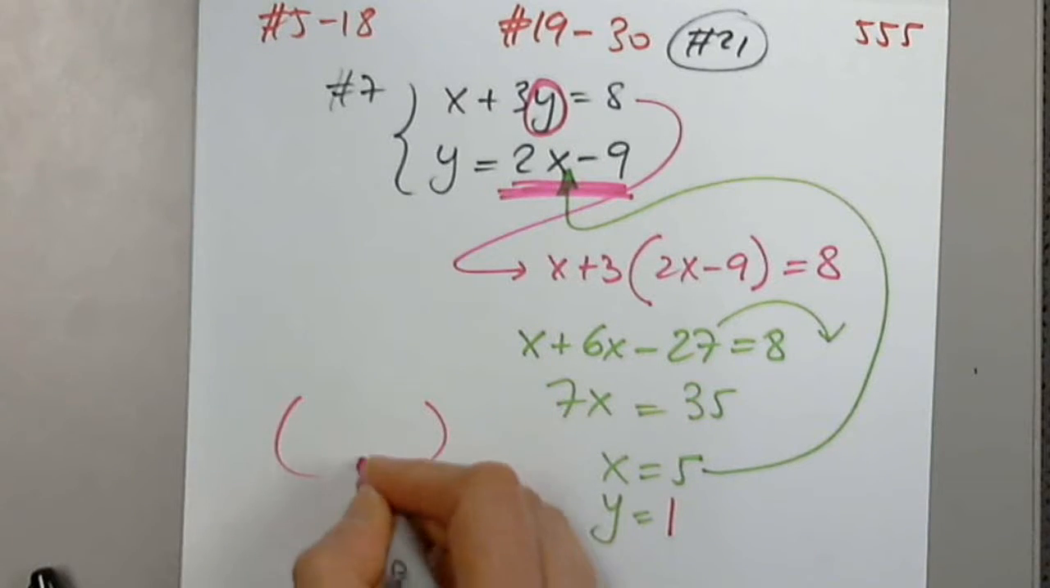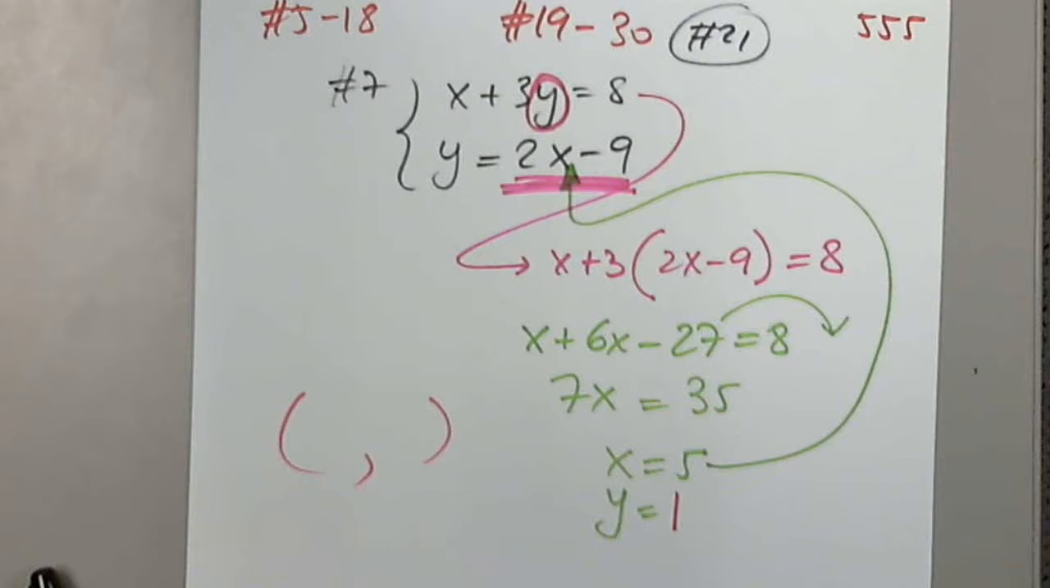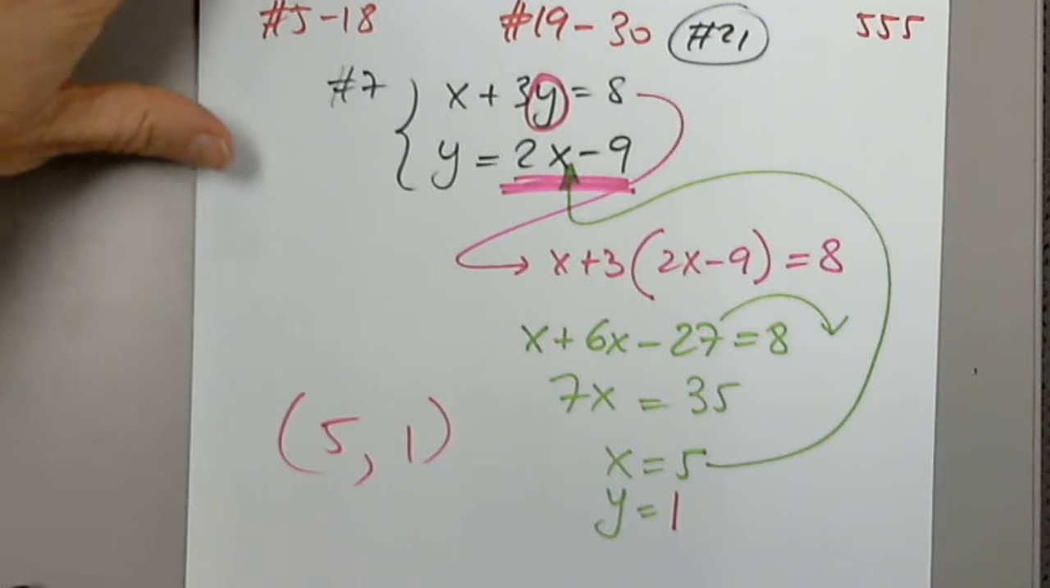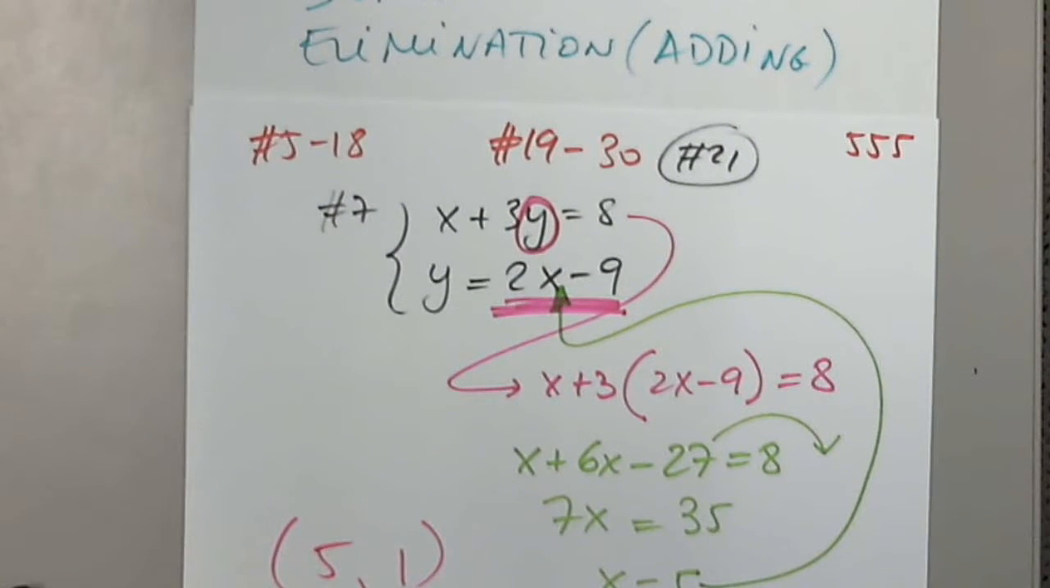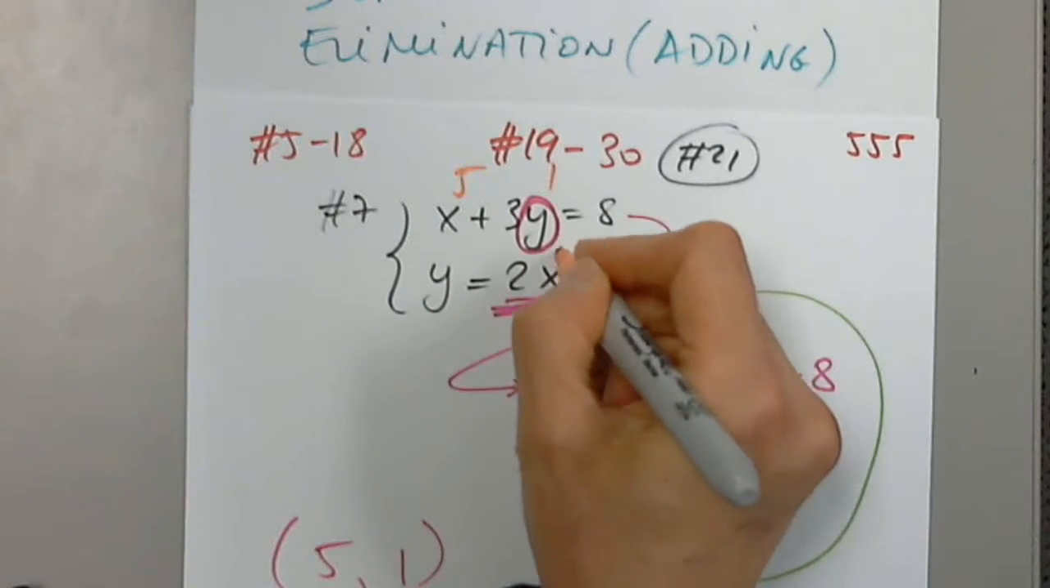So it appears that the solution is 5, 1. Yes. Do not trust the solution yet. We have to go back to the original problem and plug it in. So I go back and plug it in. 5, 1.